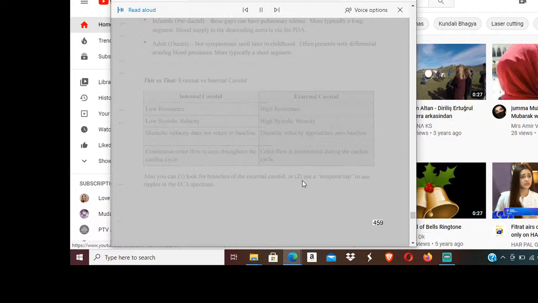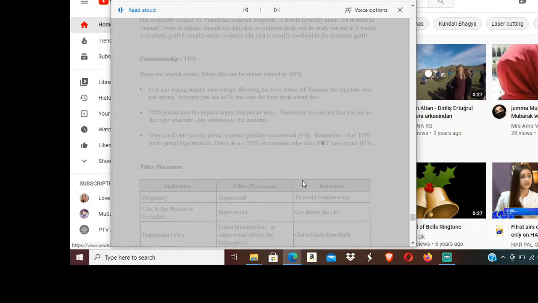459. The surgically created AV fistula has superior longevity. A fistula typically needs 3 to 4 months to mature, for the vein to enlarge enough for dialysis. A synthetic graft will be ready for use in 2 weeks. A synthetic graft is usually easier to declot. The clot is usually confined to the synthetic graft.